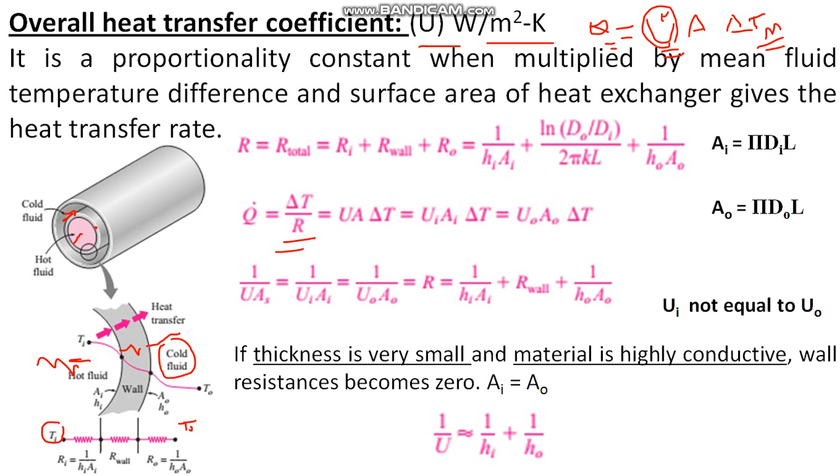What is the wall? I will tell you. For the outer side it is the same convection, 1 by h naught A naught. The inner one is based on the inner diameter, and this one is based on the outer diameter area. What about the wall? In the wall we have conduction taking place.